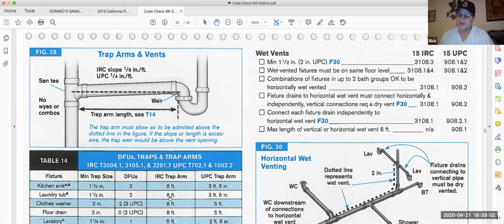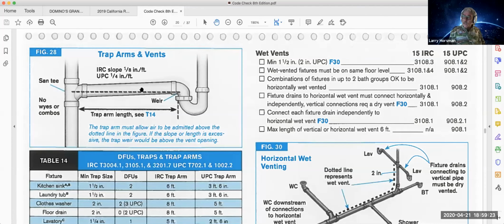But I was confusing the tailpiece with the trap arm. Yeah, you do need to be close. The reason for that is the concern is if the tailpiece gets too long, then that column of water that's coming down may suck the trap seal out of the trap. It may have enough momentum to pull it out.